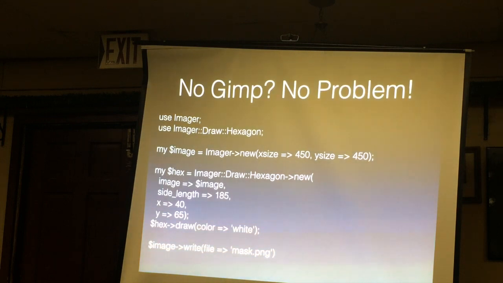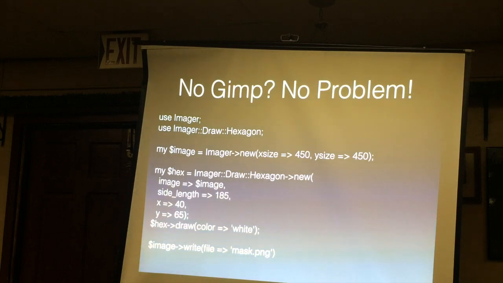If you didn't have GIMP or Photoshop, you can build a mask using Imager, of course. In this case, I'm going to use Imager Draw Hexagon, which is a module I wrote like a year ago or so, and I actually think I might have done a talk on it here. We're going to create a new image that's going to be 450 by 450 pixels, and then we're going to draw a hexagon in the middle of that image. We're going to make the hexagon white.